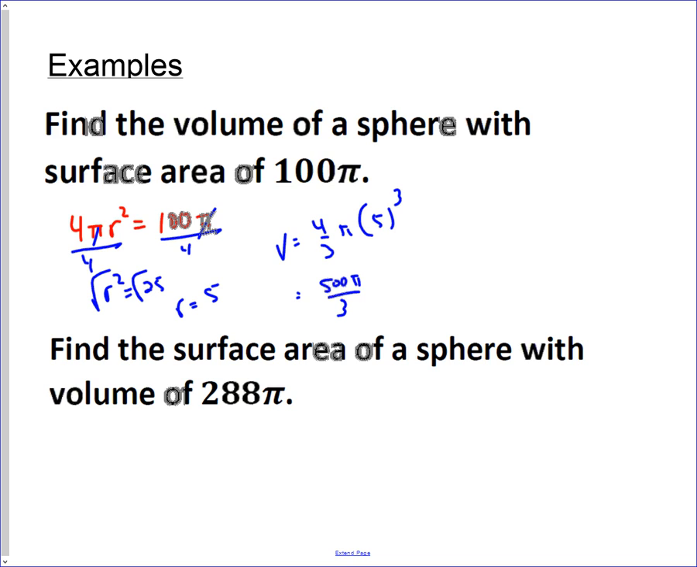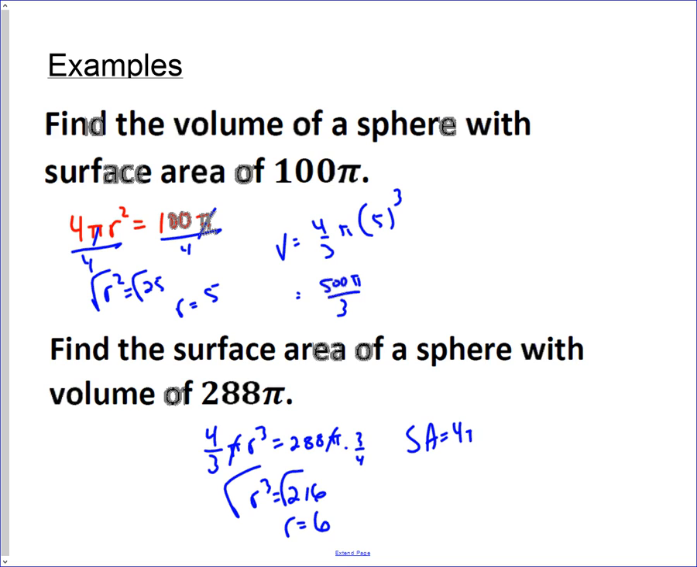Okay, same thing for this one. It says find the surface area of a sphere with volume 288 pi. So you do the volume formula, 4/3 pi r cubed equals 288 pi. Pi's cancel. You're going to multiply this side times 3/4. So when you multiply it, you get r cubed equals, well, 3/4 of 288 turns out to be 216. When you take the cube root, you get r equals 6. And so the radius is 6. You need to find the surface area. Surface area is always 4 times pi times 6 squared, which equals 144 pi.